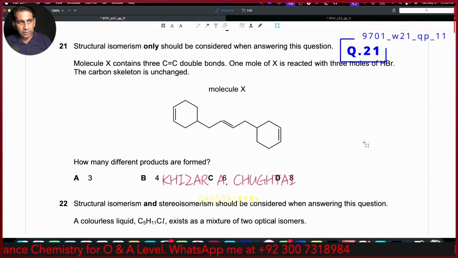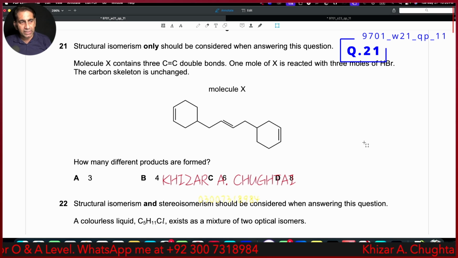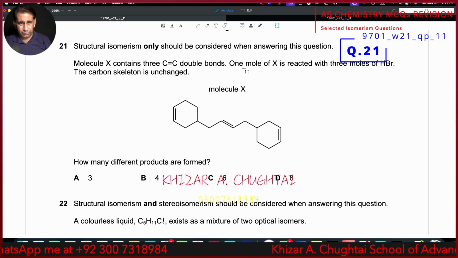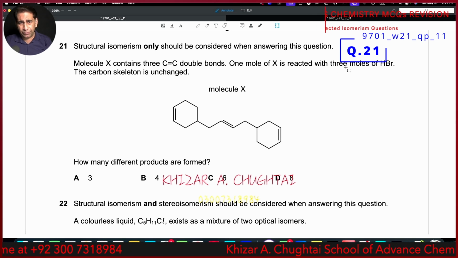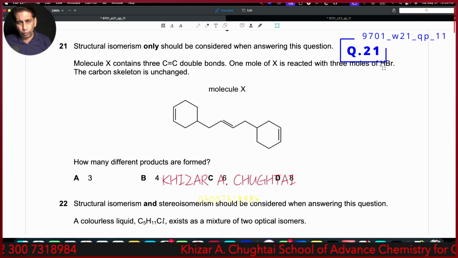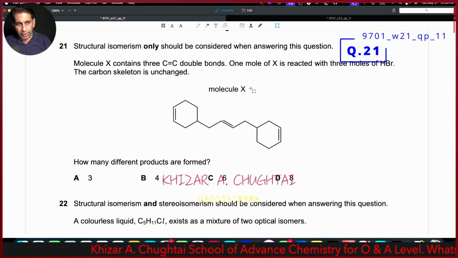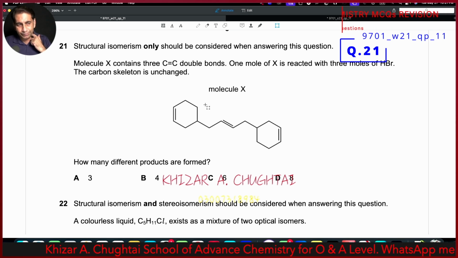Question number 21. Structural isomers only should be considered when answering this question. Molecule X contains 3 carbon-carbon double bonds. 1 mole of X is reacted with 3 moles of HBr. The carbon skeleton is unchanged, and here is the molecule X.